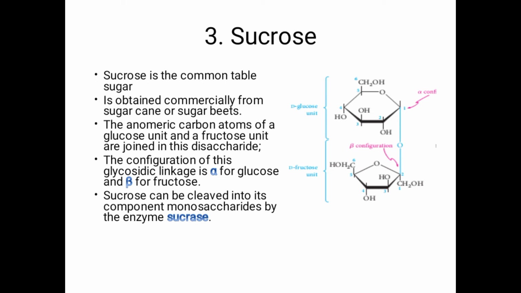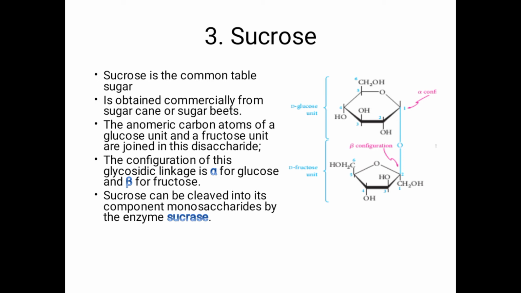The anomeric carbon atoms of a glucose unit and a fructose unit are joined in the disaccharide. So you should remember why sucrose does not act as a reducing sugar. The hydroxyl group of the anomeric carbon is involved in the glycosidic linkage, and therefore a free hydroxyl group or free aldehyde group is not available in this structure, and therefore this is considered a non-reducing sugar.